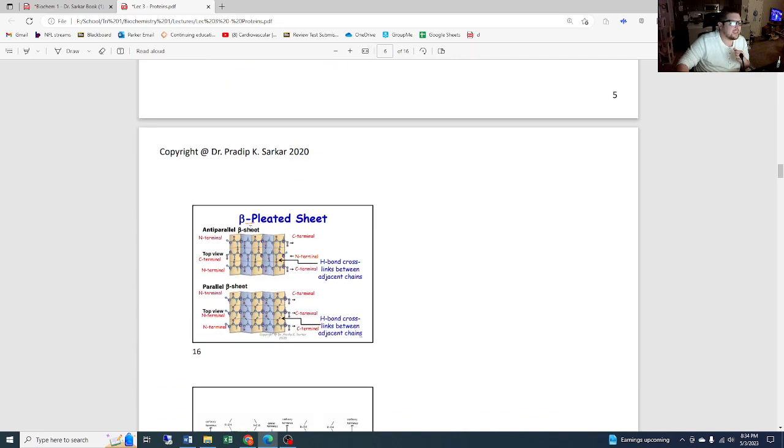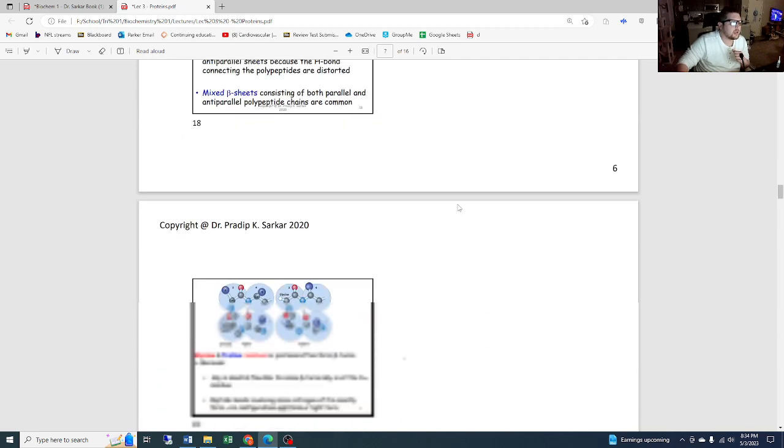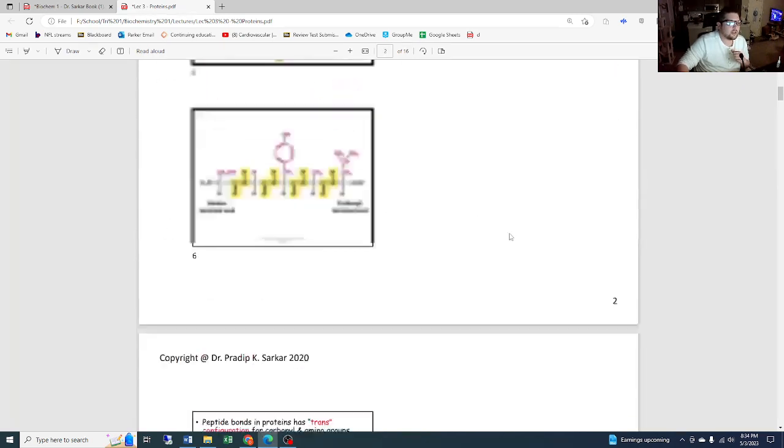But these will be the key points to focus on as you go through the material.